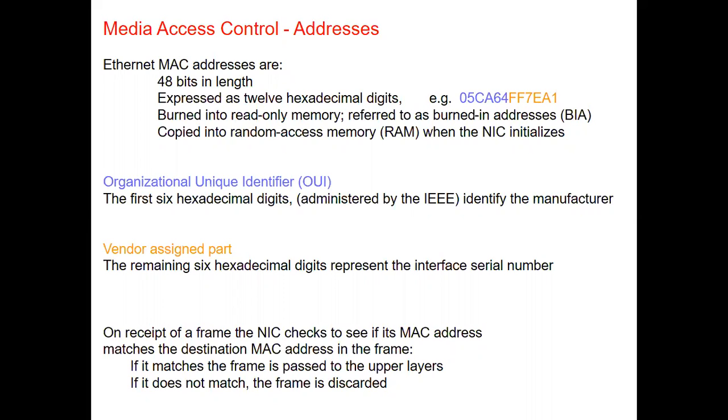So the vendor assigned part, the remaining 6 hexadecimal digits, represent the interface serial number. On receipt of a frame, the network interface card checks to see if its MAC address, remember the MAC address is the physical address. This is what the switch uses to address or to send the frames or the packets. Switches have got local responsibilities.